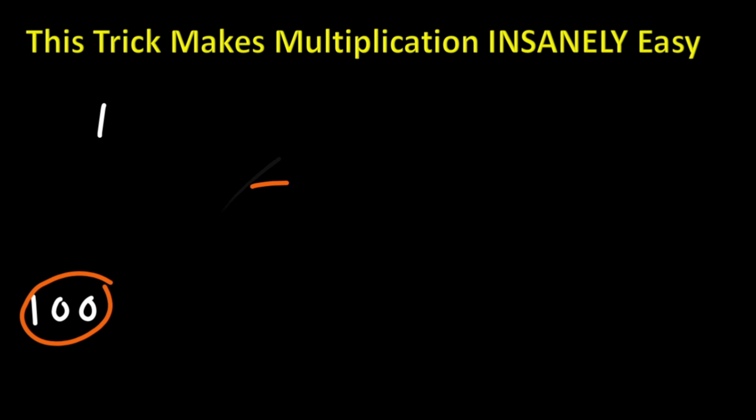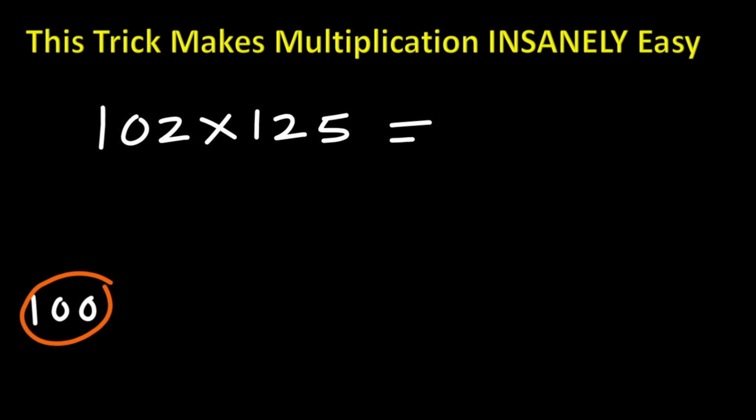Say we are multiplying the other two-digit numbers. Say the question is 102 times, say, 125. So what is the answer? What is 102 times 125? Here again, we look at these two numbers. Look at the first number, 102. So how much is 102 more than 100? So it's 2 more, we write plus 2. And how much is 125 more than 100? So it's 25 more, you write as plus 25.